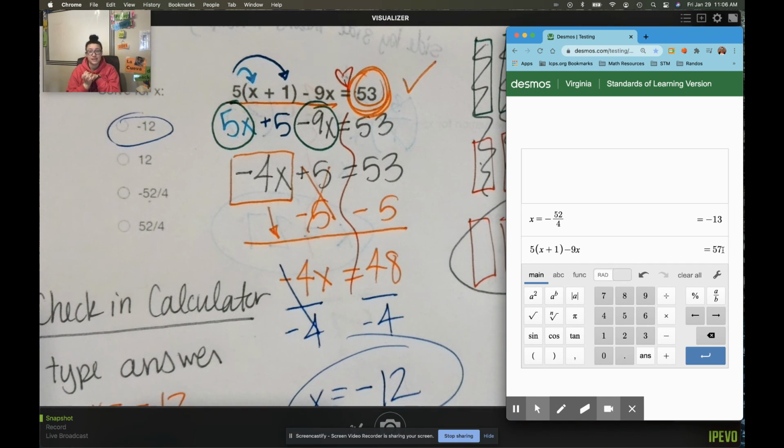So please, please, please take the time to use this calculator. It is so helpful to make sure that you get your answer right. No shame in the calculator game. Let us know if you have questions. Otherwise, good luck with your summative.